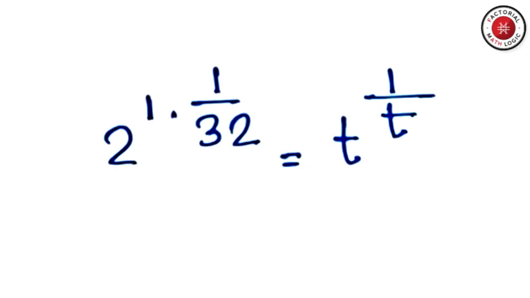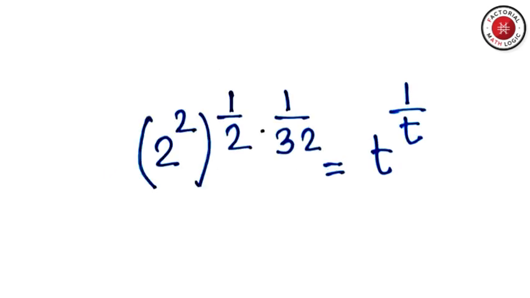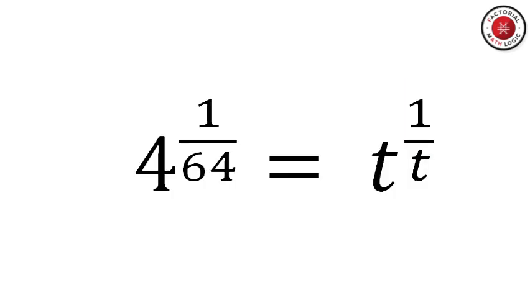Since 256 is equal to 2 to the power of 8, we can write the right-hand side as (2 to the power of 8) to the power of 1 over 256, which simplifies to 2 to the power of 8 over 256, or 2 to the power of 1 over 32. That's exactly what we have on the left-hand side, so it's a perfect match.